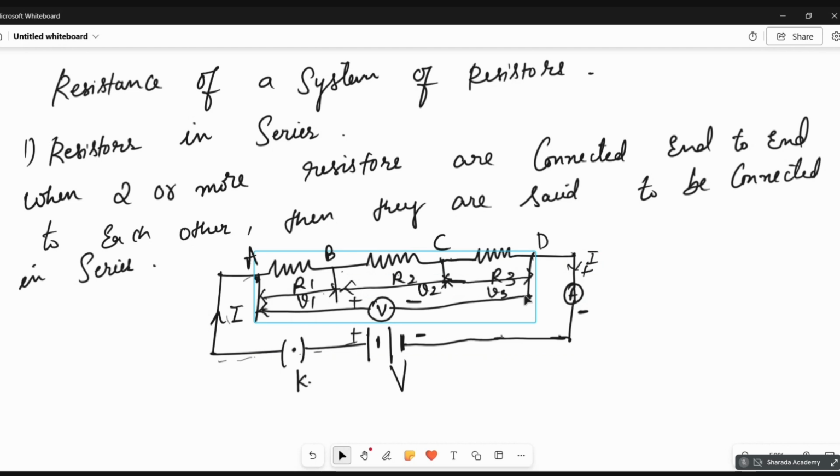Okay. Now we will see what happens if I remove all three resistors and put one equivalent resistor. Then also I should get the same current through this.